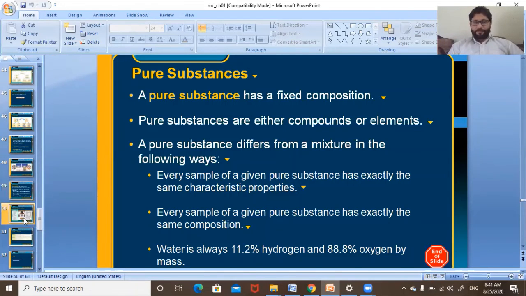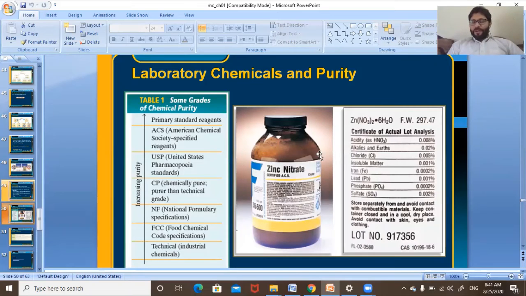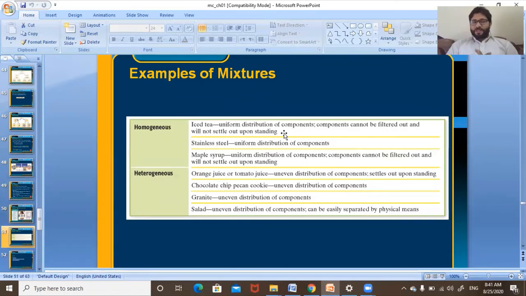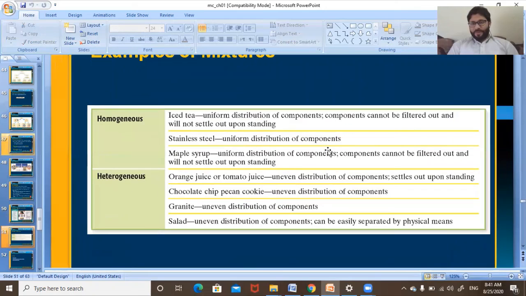Now, dear student, in the laboratory, when we are using all these chemicals, we must understand that the chemicals used in different pharmaceutical products, other laboratories or industries should be pure chemicals. Now, dear student, look, all these things we studied, the examples of homogeneous mixtures, are in front of you. You can pause here and go through them.